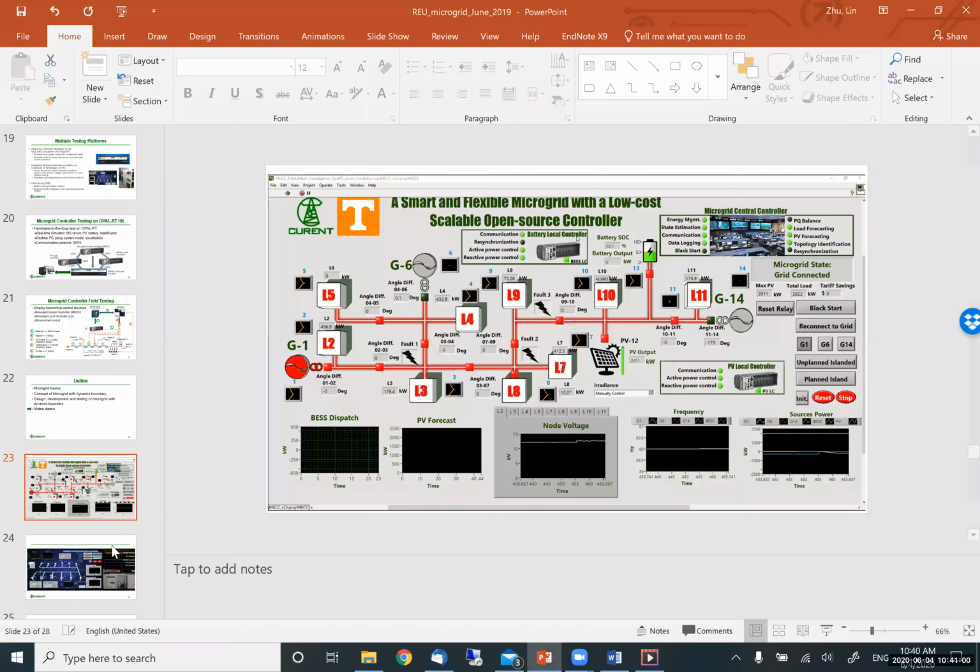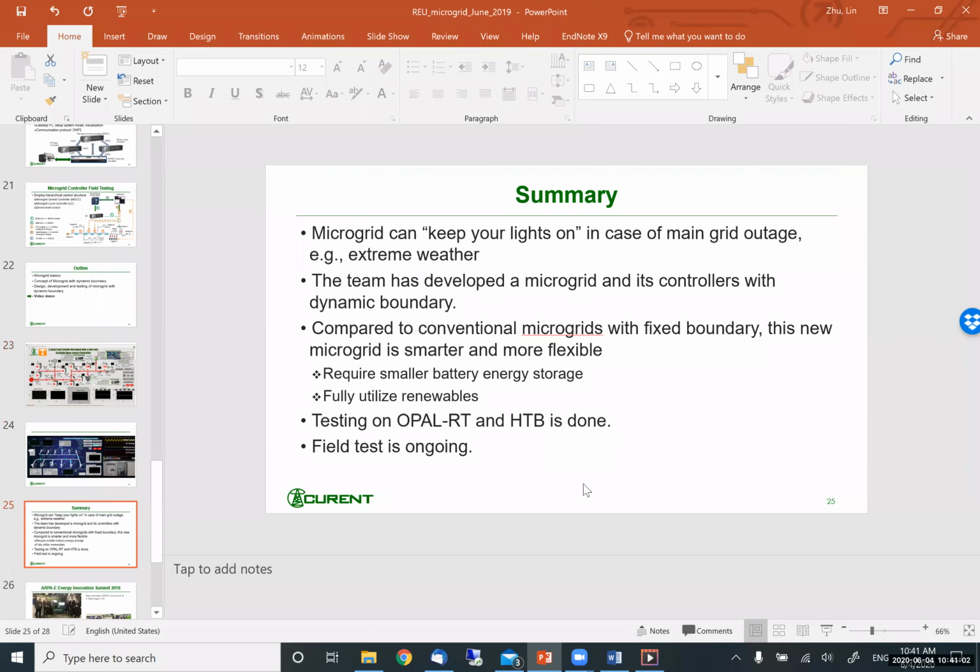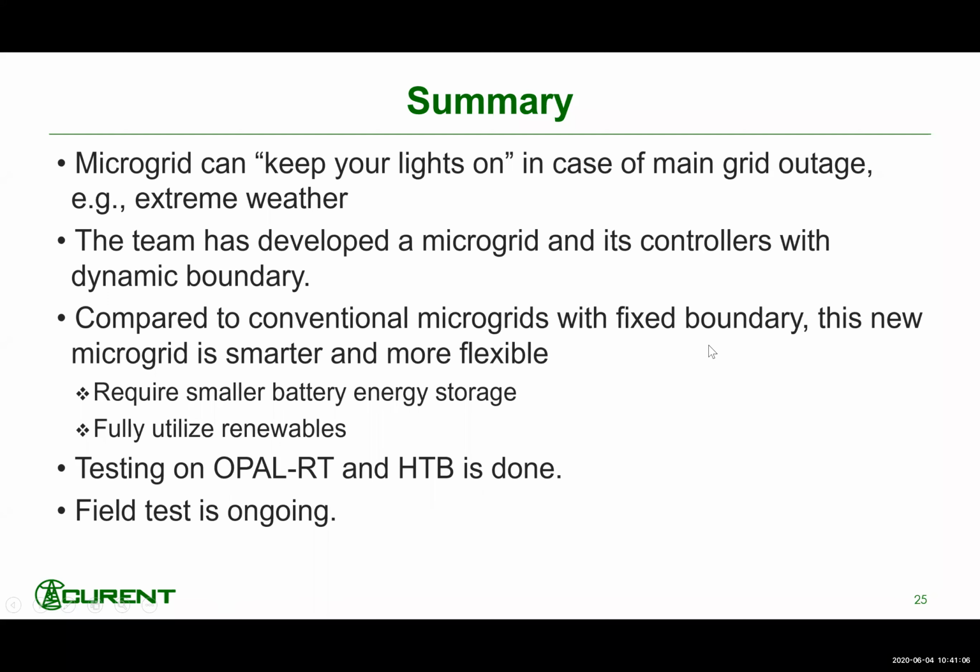Okay, I think that's all for the demo part. Last, I will give a quick summary. So what is a microgrid? A microgrid is an additional asset to keep your lights on in case of a main grid outage, for example, extreme weather conditions.